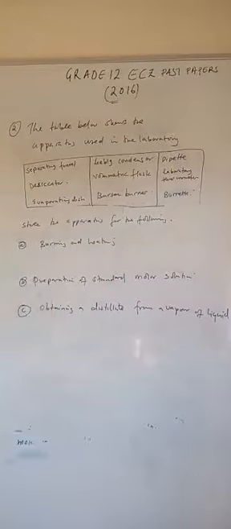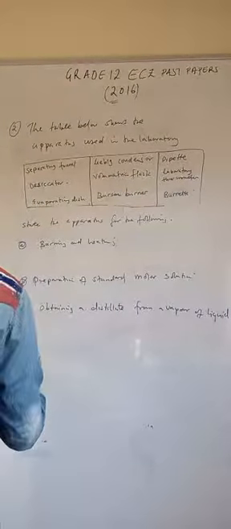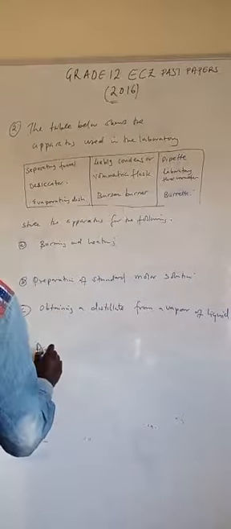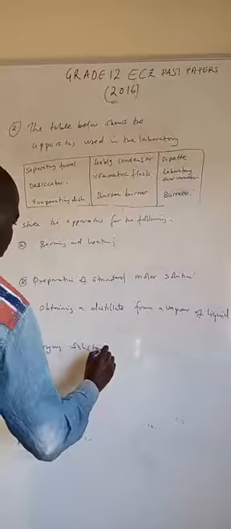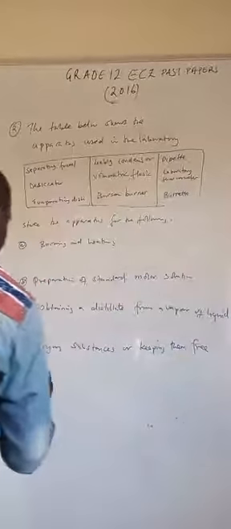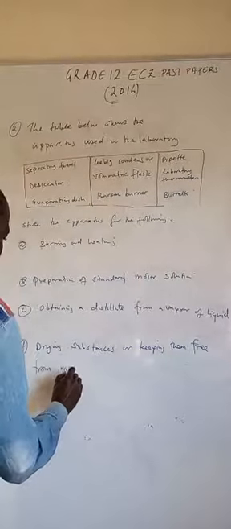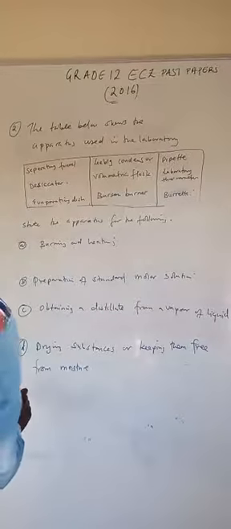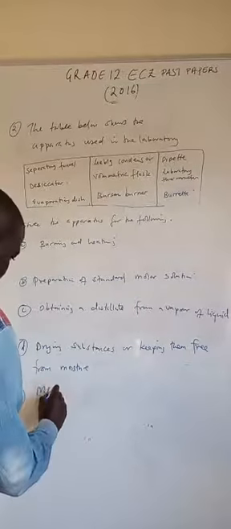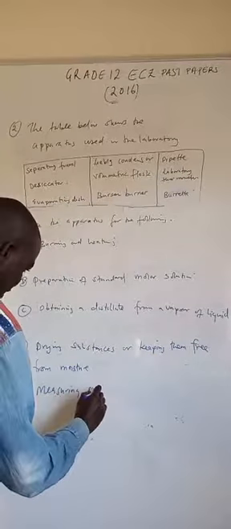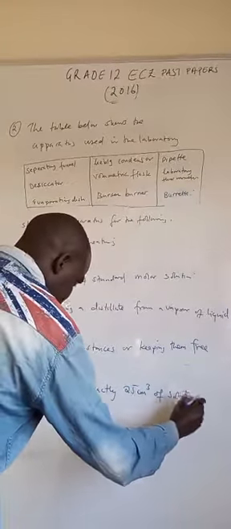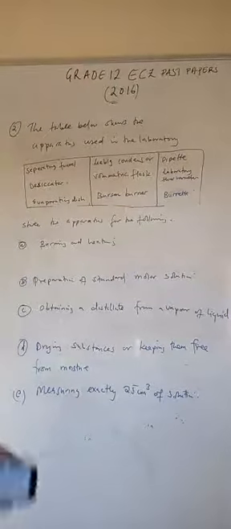You need to write this. It's a past paper, so you have to write it. Make sure you have a clear understanding. So we go on to D: drying substances or keeping them free from moisture. E: measuring exactly 25 cubic centimeters of solution. Okay, we can start. So these are the questions, guys. Let's work on them.